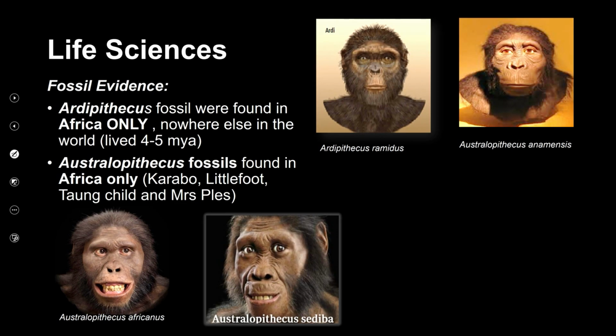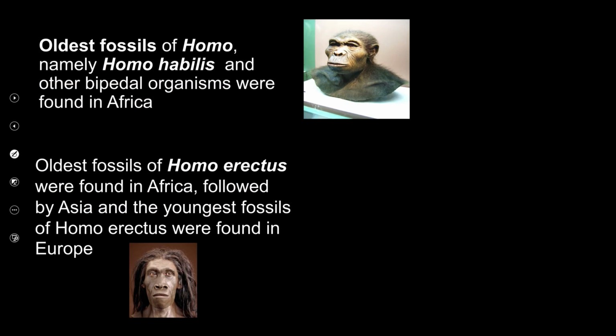All right, so let's have a look at the evidence for the out of Africa hypothesis. Very important is fossil evidence. And here we have to look at important wording: Ardipithecus fossils were found in Africa only. They were found nowhere else in the world, and they lived about 4 to 5.5 million years ago. And then the second group is Australopithecus, and those fossils were also only found in Africa, nowhere else in the world.